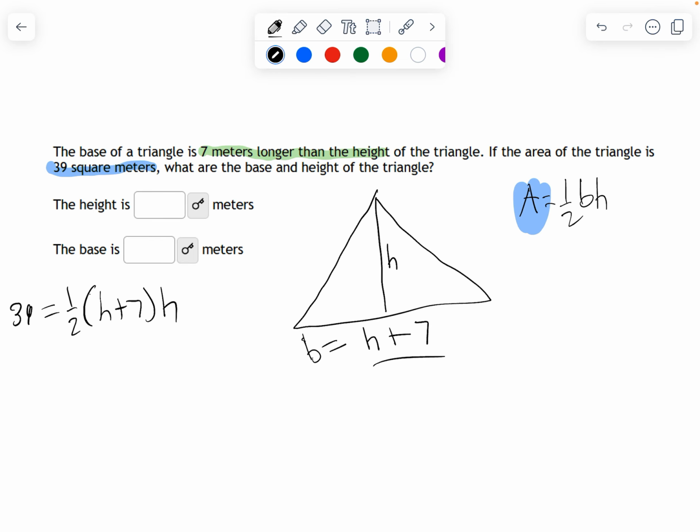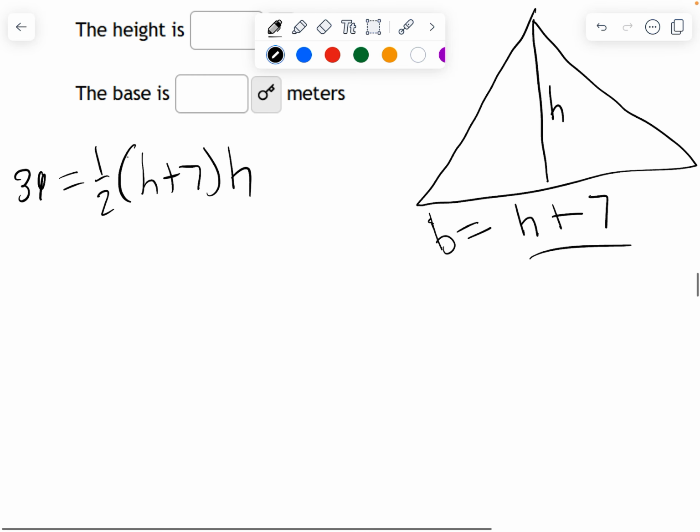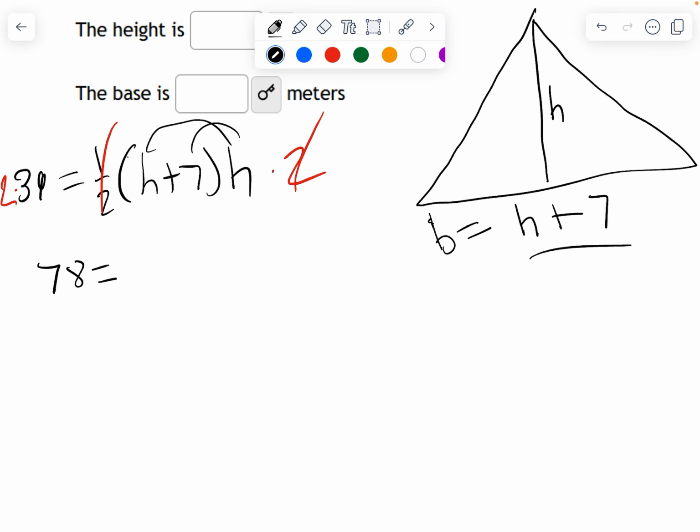Now, I am not a huge fan of having fractions inside my equations, so I'm going to get rid of that 1/2. That is division by 2, which means I can undo it by multiplying by 2. And when I do something to one side, I do it to the other. So I have 2 times 39 on the left side, which gives me 78. On the right side, the 1/2 and 2 cancel, and we have h plus 7 times h, which I'm going to distribute to get h squared plus 7h.